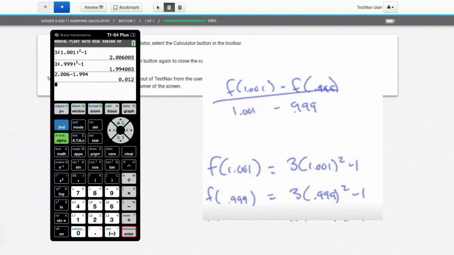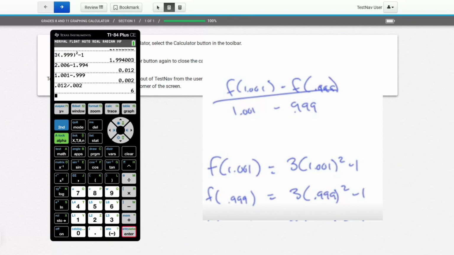And then what we're going to do is take that number, and since our interval was, let's find out, what was that interval? It was 1.001 minus 0.999. Okay. And so we need to divide these two numbers. 0.012 divided by 0.002, and that's going to give us an average rate of change of 6.